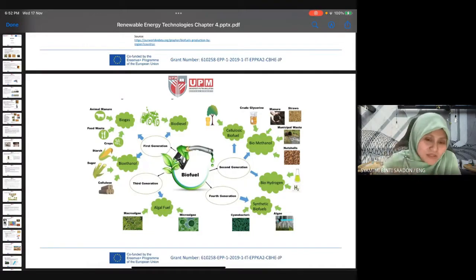Okay, and then the study develops more. We have the second generation that is able to produce biohydrogen, biomethanol, all this, and cellulosic biofuel. And then the third one is algal fuel, micro and macro algae, like the microorganisms on top of the water. And then the fourth, the more recent, is producing synthetic biofuel. Okay, so these are some of the research and development regarding biofuel.